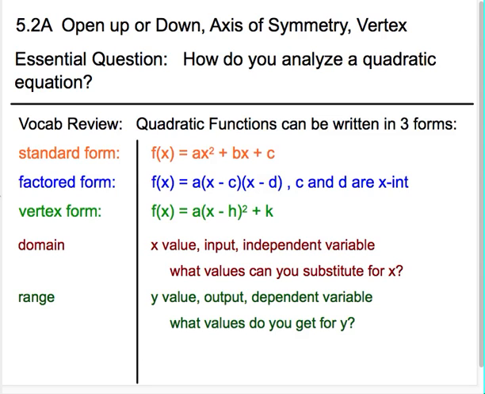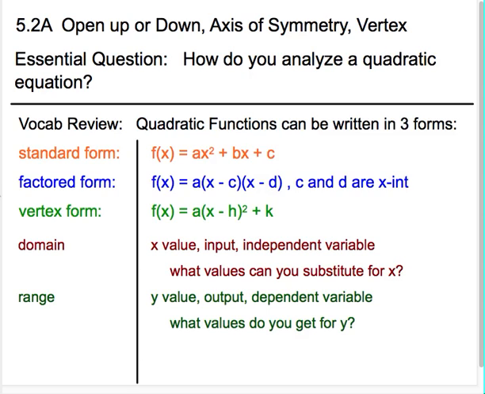So our essential question today is, how do you analyze a quadratic equation? Some vocab review. You guys should have this in your notes already from a couple days ago. Standard form of a quadratic equation is ax squared plus bx plus c. Factored form is when you have the binomials x minus c times x minus d.